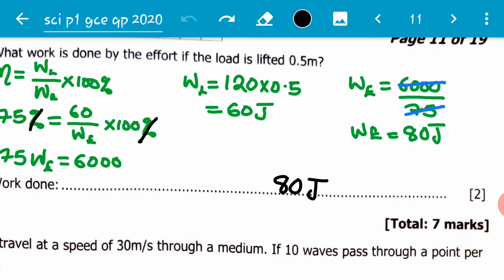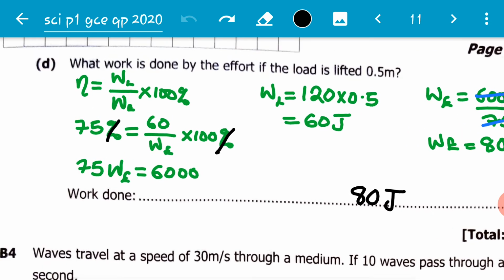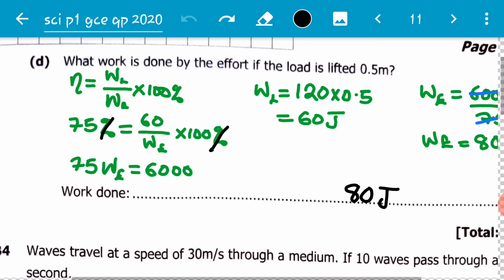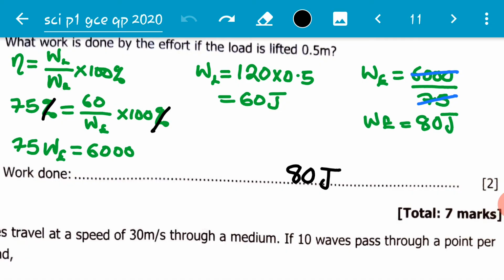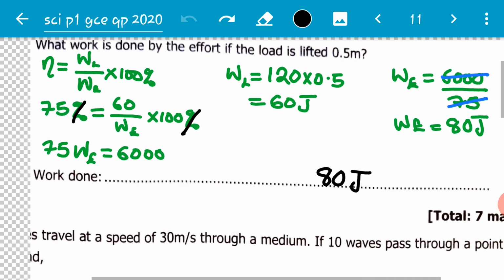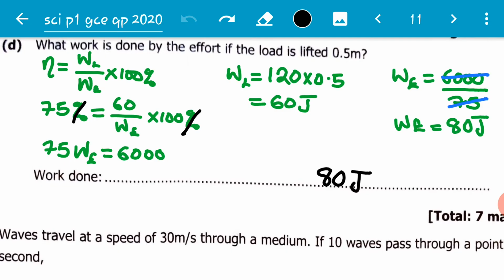This particular question had a lot of marks, and you can imagine an examiner giving 7 marks for just one single question. It means if you fail to get this question, you have actually lost out a lot. So that is that.